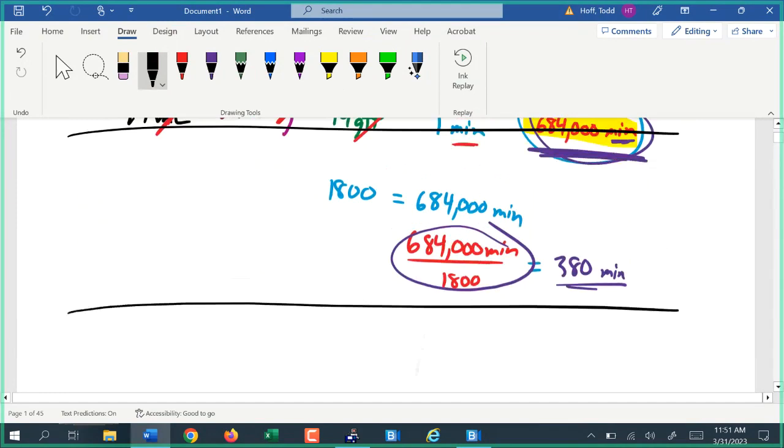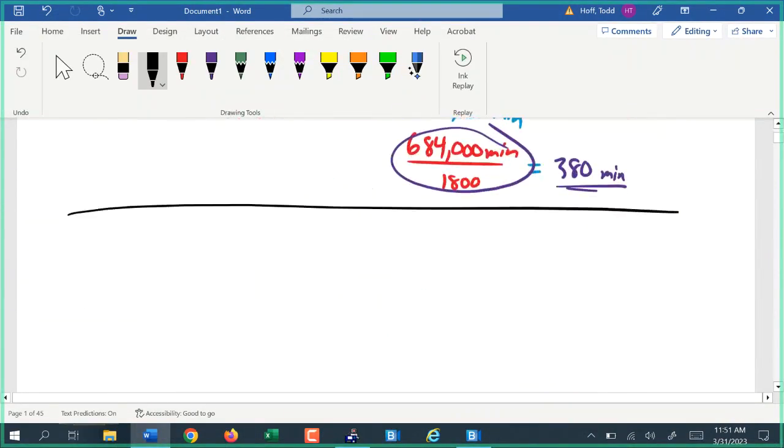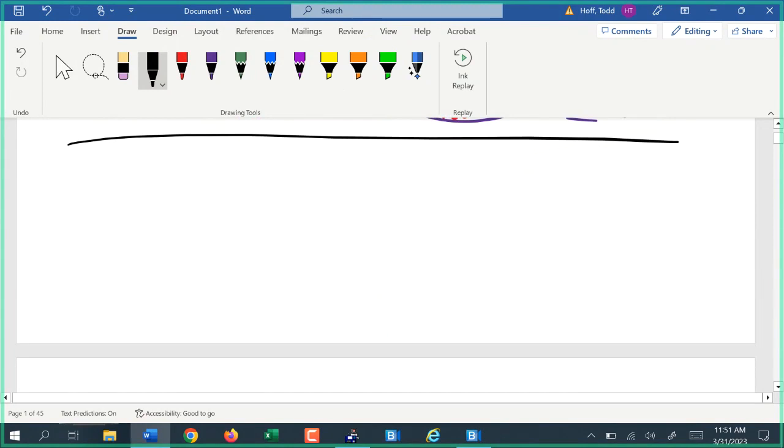So I started with the actual flow or the concentration there just to show you that possibility. But in reality, there's no common sense reason why you would have started with the concentration. Either we would have started with the flow rate like I did in the first example, or because we're so used to always starting with the doctor's orders, we would have started with the doctor's orders, which was the 2,400 milligrams.